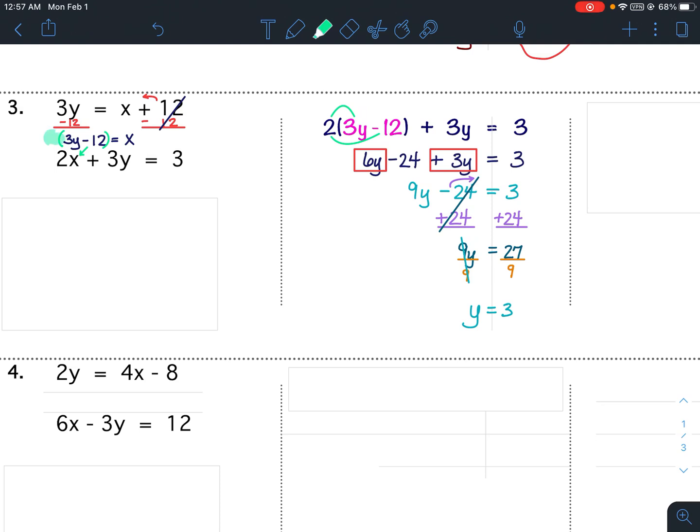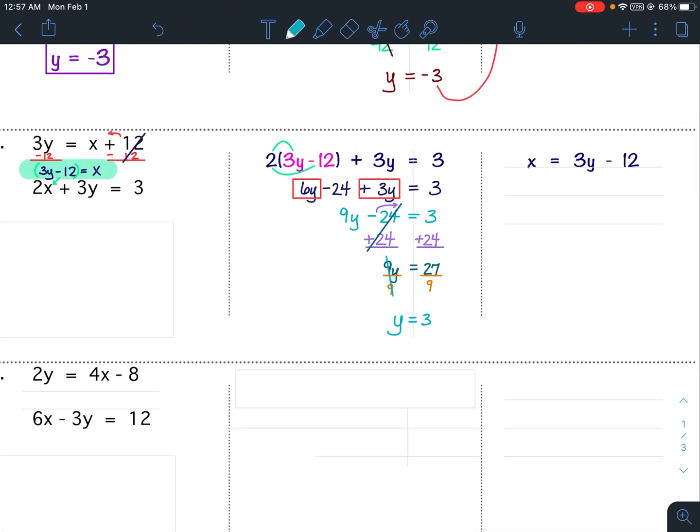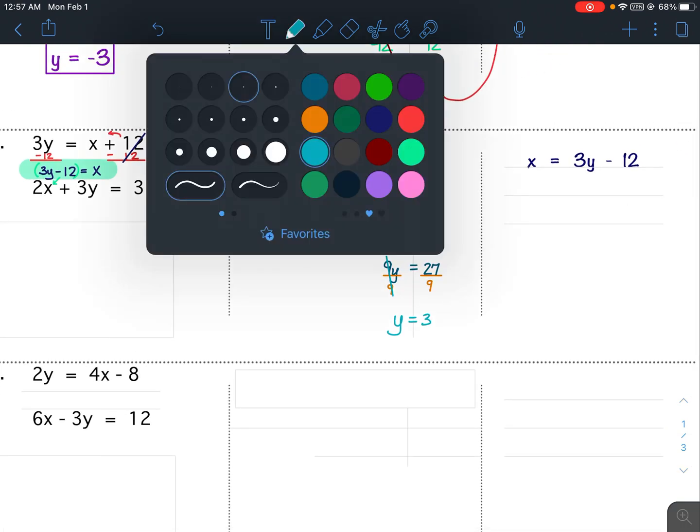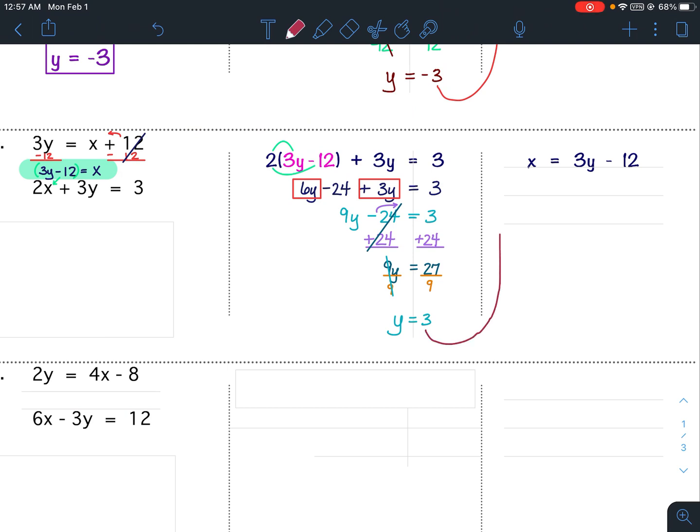So I'm going to go back to this equation here, the one that I solved for, and that is what I'm going to use to find the value of x. Now I'm going to flip it around. I'm going to put x on the left side. So it's going to be x equals 3y minus 12. I'm going to take this 3 and plug it in for the y.